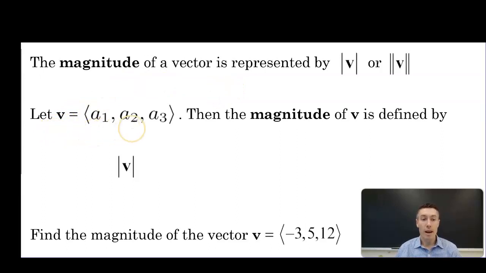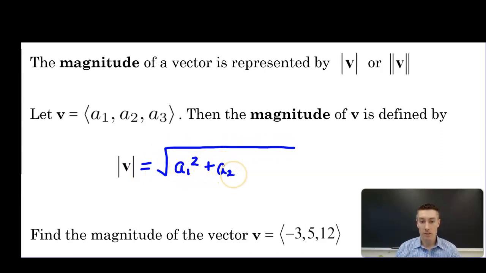So let v be a1, a2, a3. Then the magnitude of v is defined by... Okay, so I went single bar here for this definition. So that's going to be the square root of a1 squared plus a2 squared plus a3 squared. The distance formula, right? If this is where the vector would end, if we were to start it at the origin, then really we're finding the distance from the point a1, a2, a3 to the origin, 0, 0, 0. So it would be a1 minus 0, a2 minus 0, a3 minus 0 squared. And again, all of this relates back to the Pythagorean theorem.